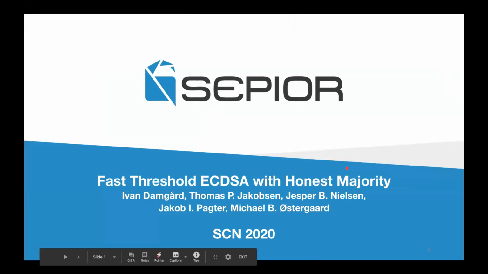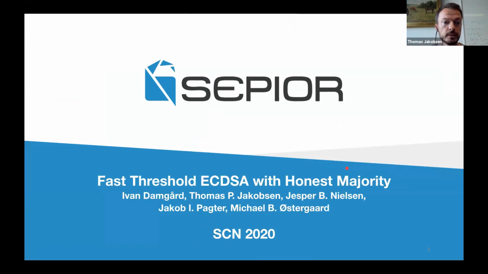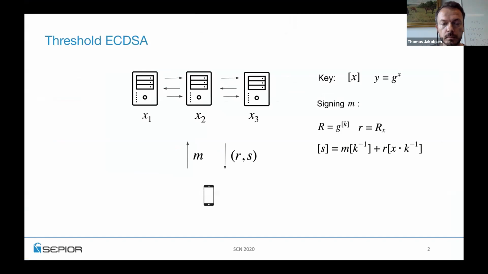Okay. So I'm going to present this fast threshold ECDSA with honest majority. First, just a brief recap of ECDSA and threshold ECDSA. In this setting, we have a number of servers, and we have a private key X, which is secret shared among the servers. Everyone has a public key here. And then to sign a message M, we have to compute some values here.